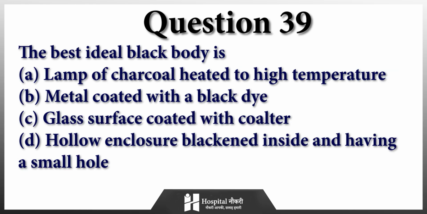Next question, an important question. The best ideal black body is A, a lump of charcoal heated to high temperature, B, metal coated with black dye, C, glass surface coated with coal tar, D, hollow enclosure blackened inside and having a small hole. Correct option is D, hollow enclosure blackened inside and having a small hole.